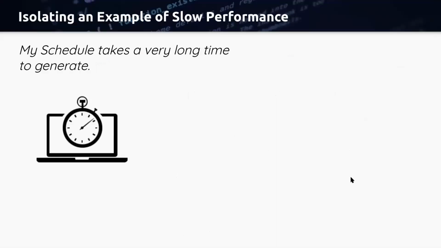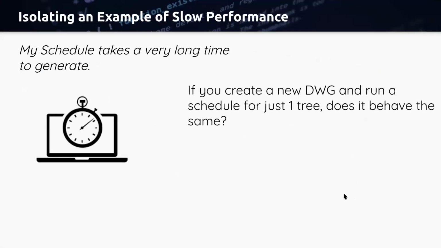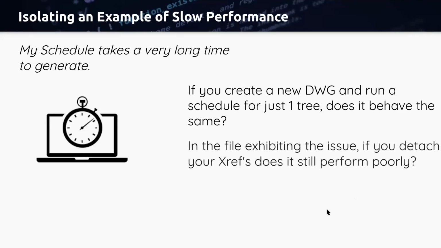Okay, so as a quick example, just running a schedule takes a long time. Create a new drawing, add one tree. Is it still super slow? If it's not super slow, you're probably looking at a problem with that particular file. In the file that's exhibiting your issue, detach your extras, rip those guys out. Does it still perform poorly? That helps you eliminate either the base file as the cause of the issue or one of your extras.